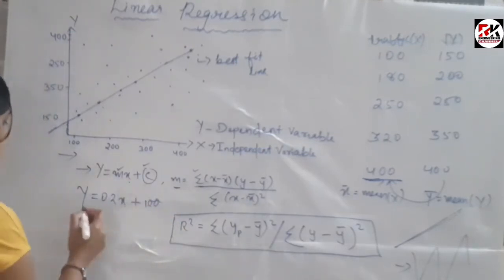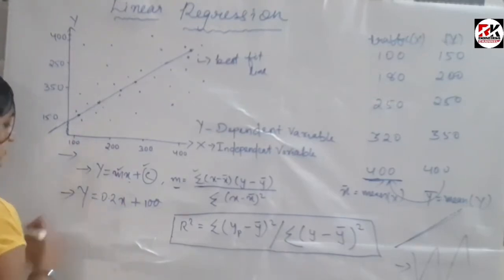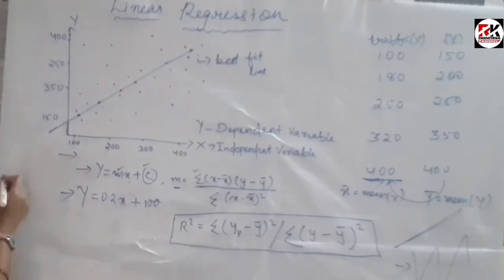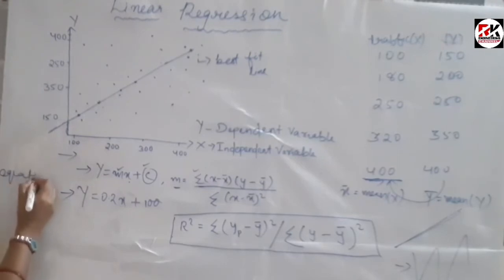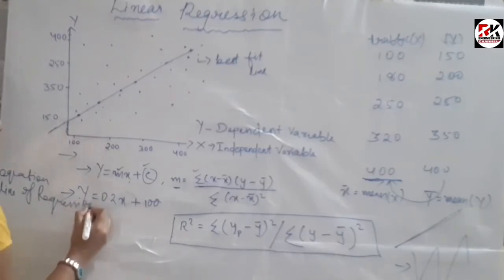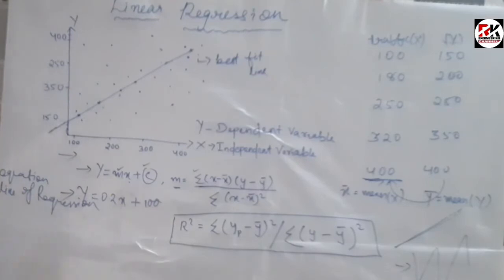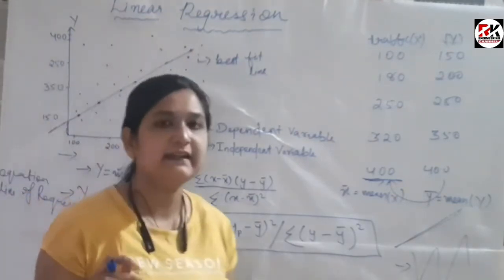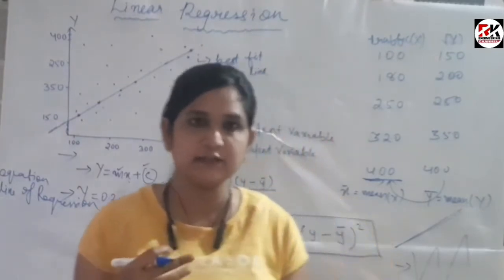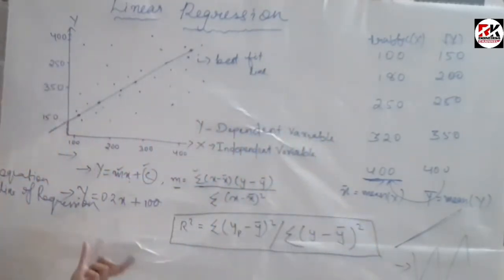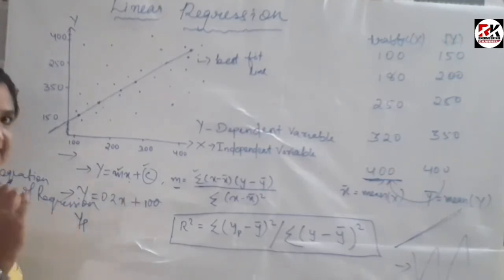This equation is called my equation for line of regression. When I get my c and m values, I can put them in and get the equation of the line for regression. This is called my y predicted value.